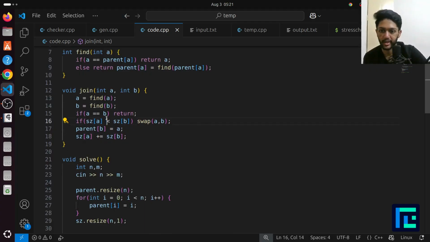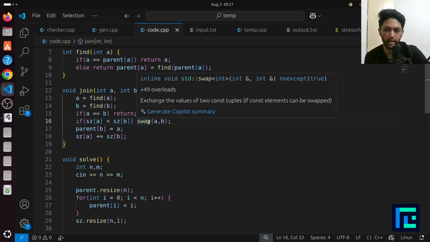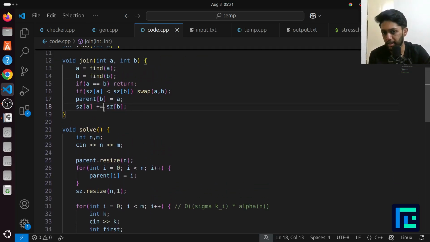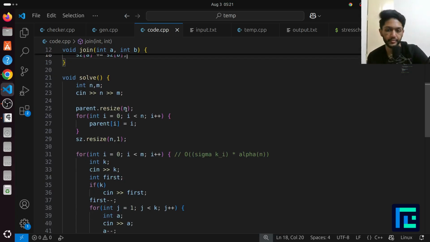and also if size of a is less than size of b, I'll swap a and b. So I'm joining the smaller one into the larger one. So parent of b equal to a and size of a plus equals size of b, right? So that's how I'm keeping track of the sizes. Like when I'm merging b into a, of course the size of a increases by size of b, right?